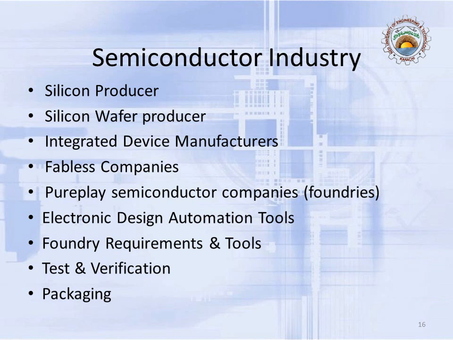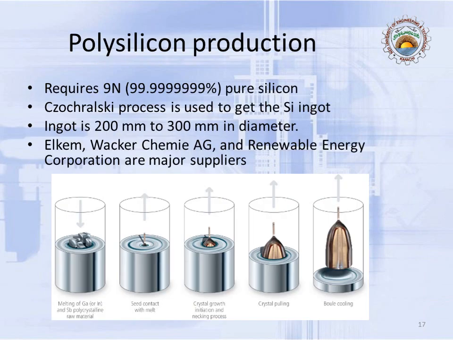Now, quickly, we are going to go through the different sectors of the semiconductor industry. Actually, it's a long, complex supply chain which comprises many downstream and upstream industries. So let's look into it very quickly. At the right bottom lie the silicon wafer production companies.